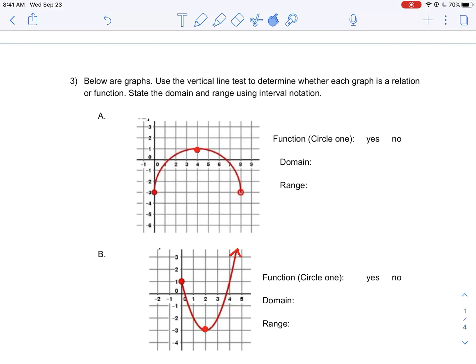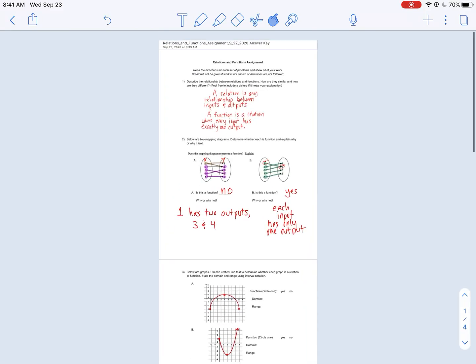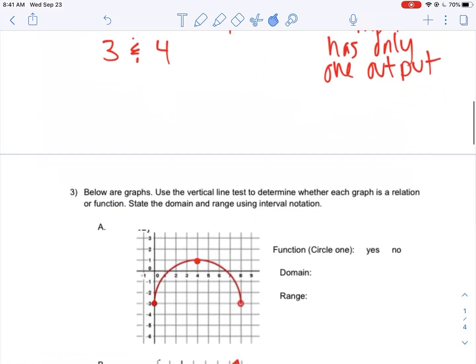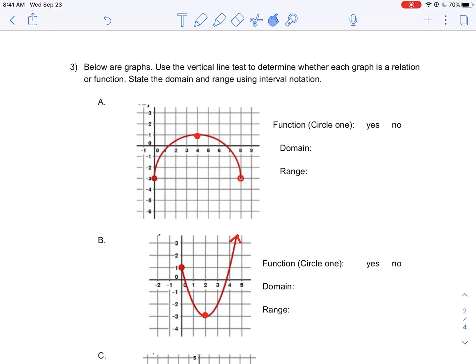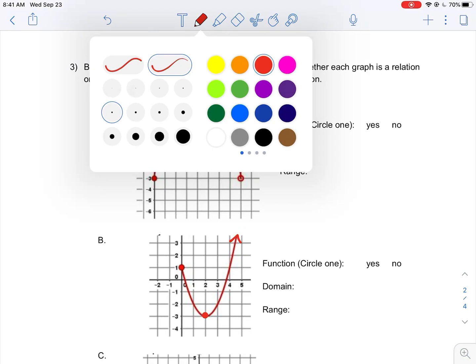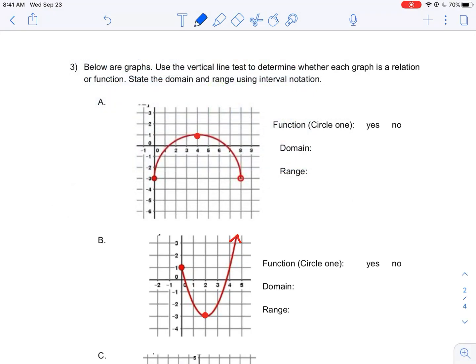Right, once again, I'm reviewing the homework from last evening where we're talking about relations and functions. So let's take a look at number 3. And I'll go through a couple of these so you can get the idea of how to do this. Now, number 3, again, we're trying to determine whether a relation is a function or not, and we want to determine the domain and range.